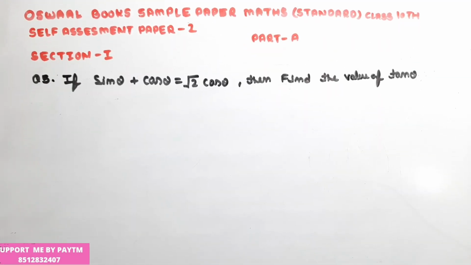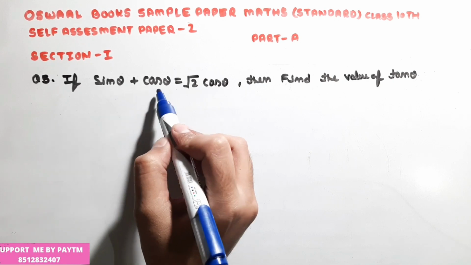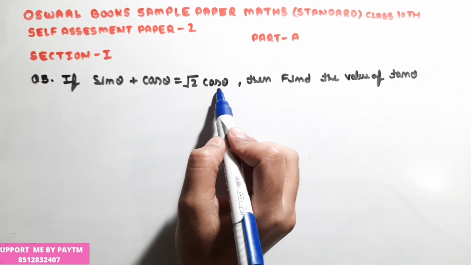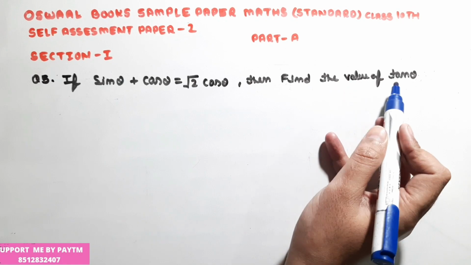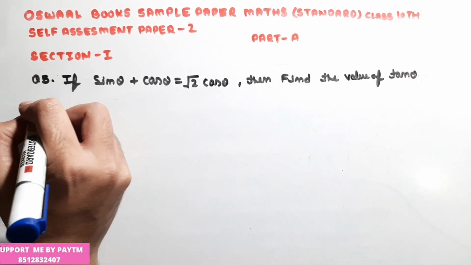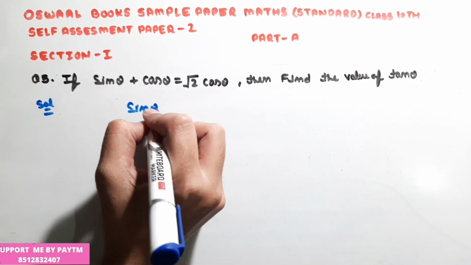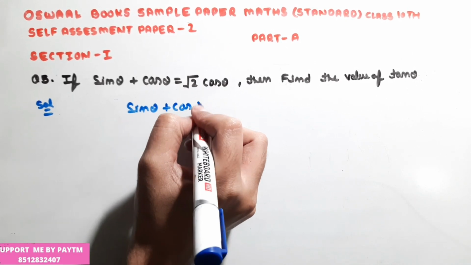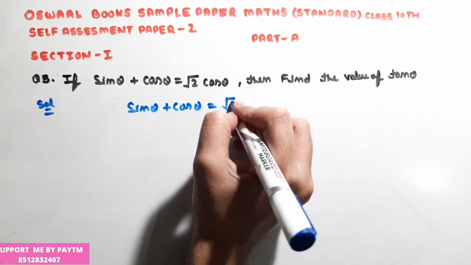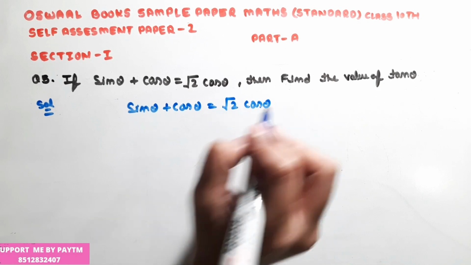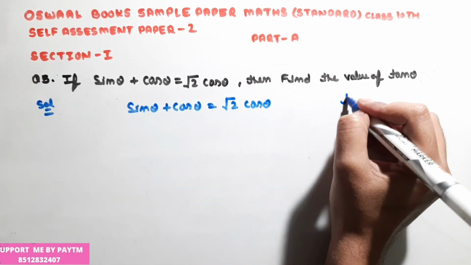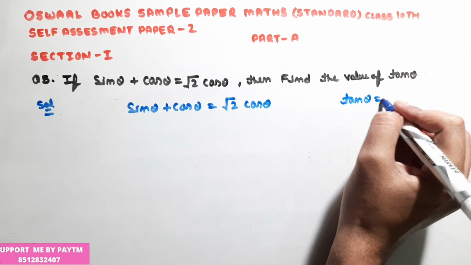Question number 5. If sine theta plus cos theta equals root 2 cos theta, then find the value of tan theta. In this problem, we have given sine theta plus cos theta equals root 2 cos theta. We have to find the value of tan theta.